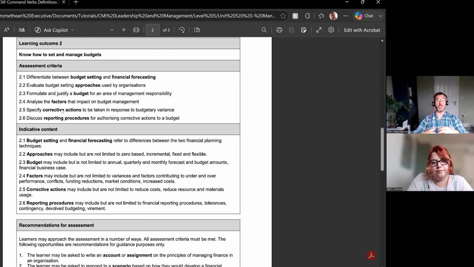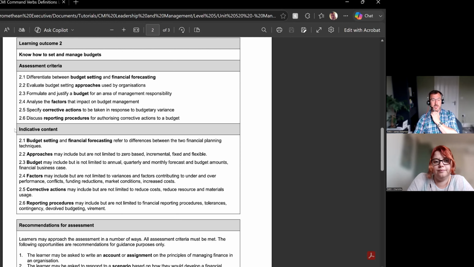What are the pros and cons overall? What's best? What context might they work better or worse within? And then what you might do to evaluate is have an overall wrap-up at the end of the whole thing as well. 2.3, formulate and justify a budget for an area of management responsibility.